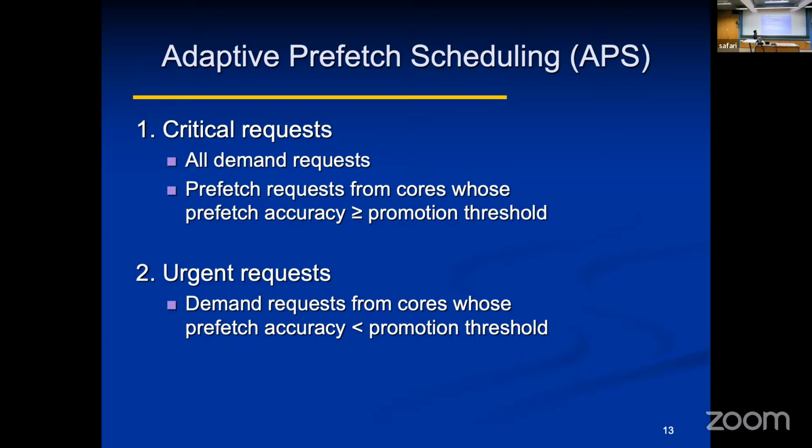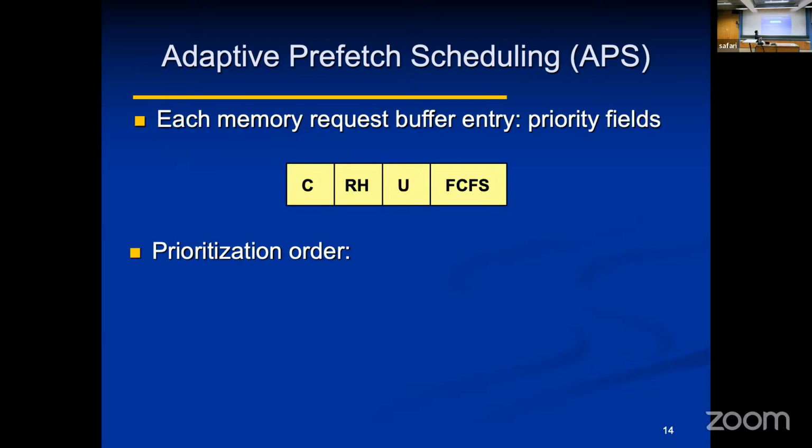It's basically we have some sort of threshold that is statically set at design time, and if the accuracy is higher than that threshold, we are going to say that my requests from those cores are essentially critical. Then we have the urgent request as a category. Urgent request essentially says that all the demand requests from the cores where the prefetch accuracy is lower than the promotion threshold, I'm going to call urgent requests. Now let's see how the prioritization order looks.